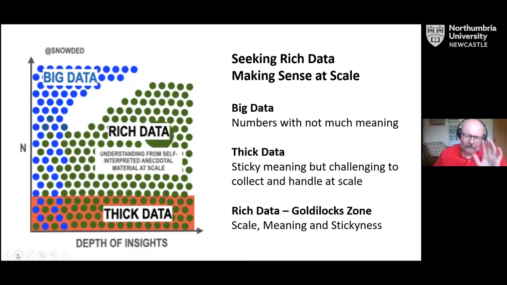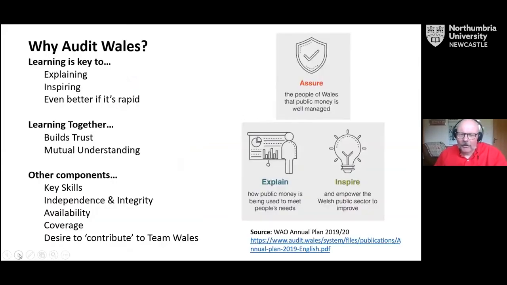This one is constructed from the idea of how you'd look at it from our relationships as auditors with the people we work with. So I should say, before I get into that, why on earth is Wales Audit Office interested in this? The point around why Audit Wales is interested in this.